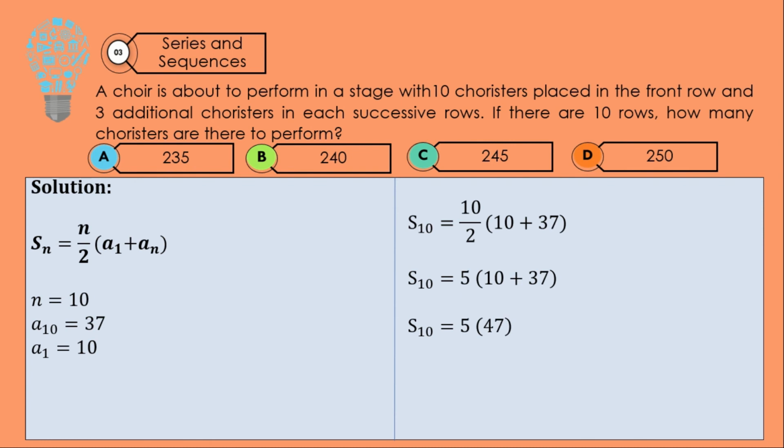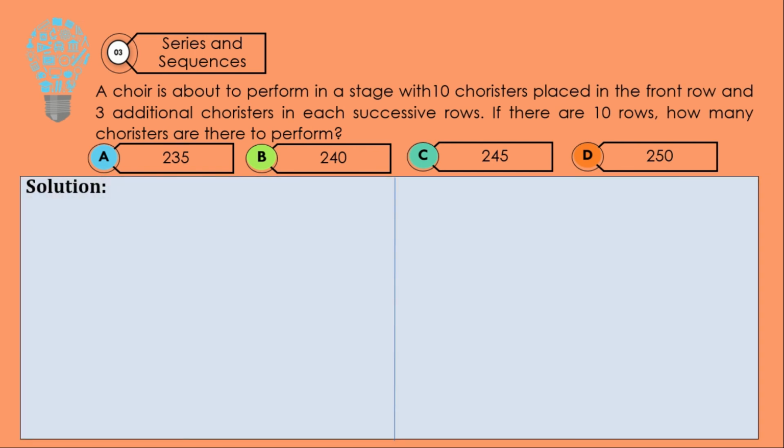And 47 times 5 is equivalent to 235. So, our answer is letter A. We can use another formula when trying to determine a sub n. What we need to find the sum of the arithmetic series is the first term, the common difference, and the nth term of the sequence.